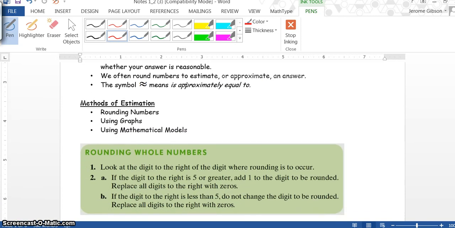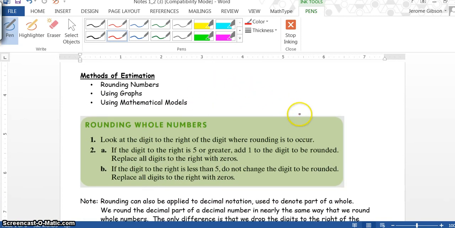Now, we have our methods of estimation. We have rounding numbers, using graphs, and using mathematical models. Now, with rounding whole numbers, we look at the digit to the right of the digit where rounding is to occur. If the digit to the right is 5 or greater, add 1 to the digit to be rounded. Replace all digits to the right with zeros. If the digit to the right is less than 5, do not change the digit to be rounded. Replace all digits to the right with zeros.